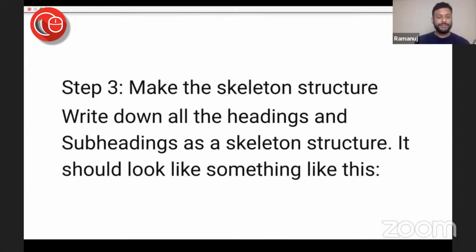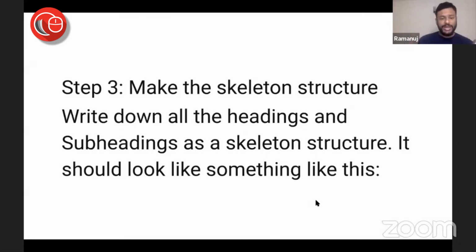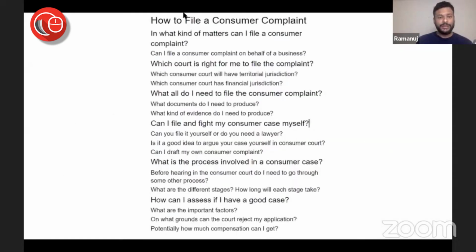Step 3, make the skeleton structure. Write down all the headings and subheadings as a skeleton structure. It should look something like this. I'm showing you how it looks. This is a skeleton structure. You can see the questions I have written. Heading 1, this is a title, then heading 1, heading 2, heading 1, heading 2, heading 2, heading 1. So all these questions I have written down together. Now this is my skeleton structure.